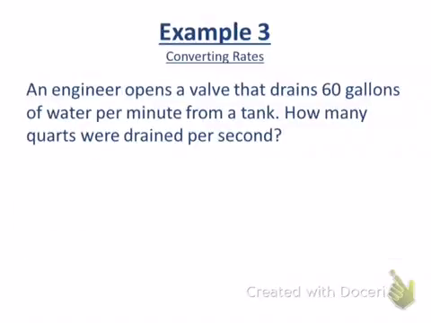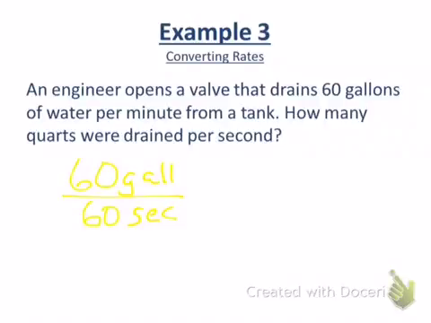All right, so let's have a look at this. What's the answer, by the way? 4 quarts per second. And it's really pretty simple if you think about this, right? 60 gallons of water per 1 minute is 60 seconds. That's 1 gallon per second, which is 4 quarts per second.